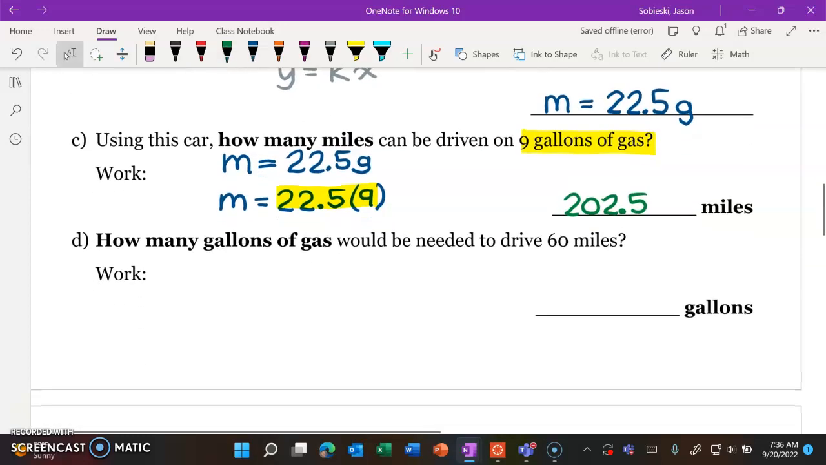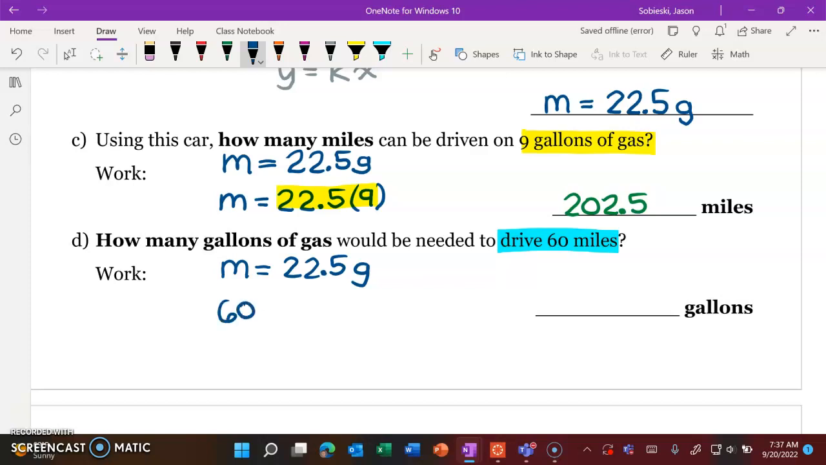Going the other way, part D, how many gallons of gas would be needed if you wanted to drive 60 miles? Again, we're going to start with our equation. M equals 22.5 G. And if we're talking about 60 miles, we're going to need to swap that out for M. So instead of writing M, I'm going to replace that with a 60, because M is amount of miles. 60 equals 22.5 G. And again, we have to figure out what this G value is.